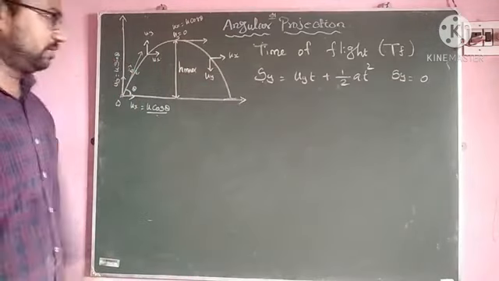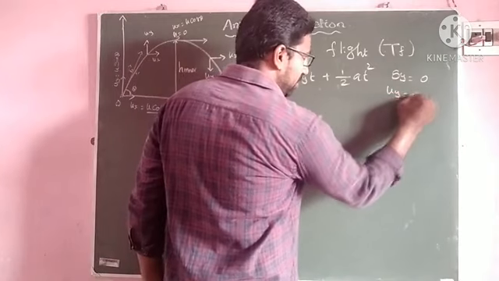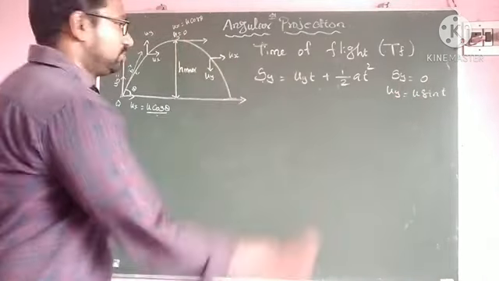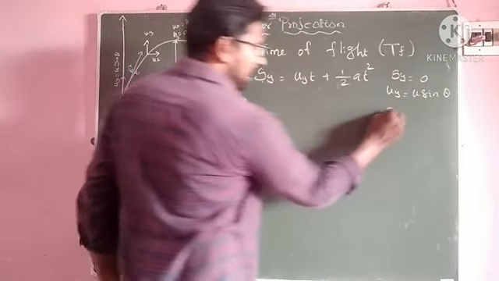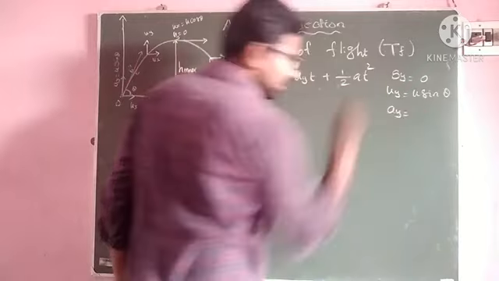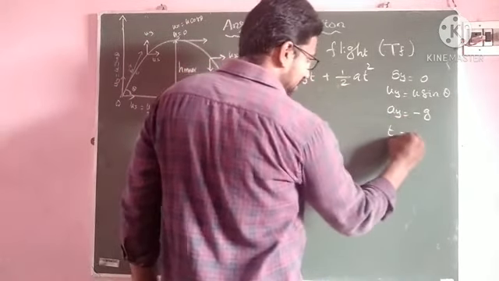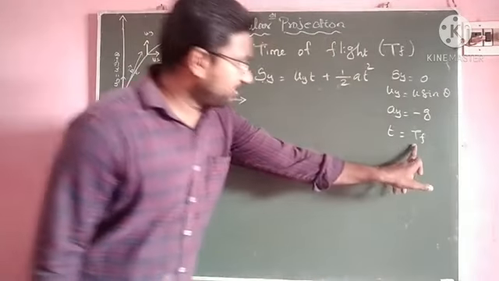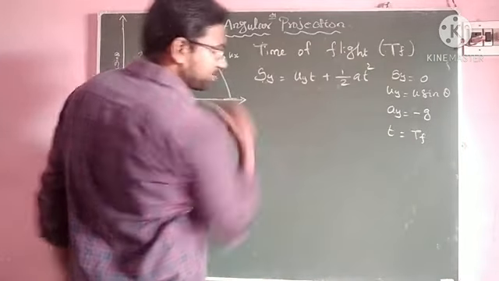There is no height. And what is the value of uy? Initial velocity can be written as u sin theta. And then what is the value of a? Acceleration of the y component is ay equal to minus g, and then t can be replaced by tf. So tf represents time of flight. Now I am going to substitute the values.